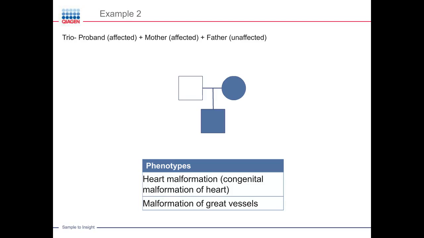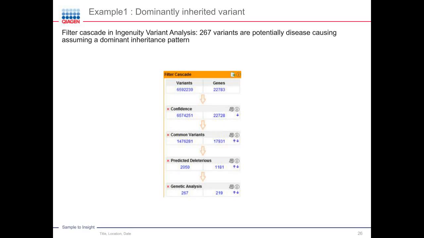the dominantly inherited variant. So we have now an affected proband, but also the mother in this case is affected, but the father is not affected. And the phenotypes are heart malformation and malformation of great vessels. So we run again our workflow, and we're ending up with 267 variants by using default settings. And we're assuming here dominant inheritance pattern because the mother is also affected.